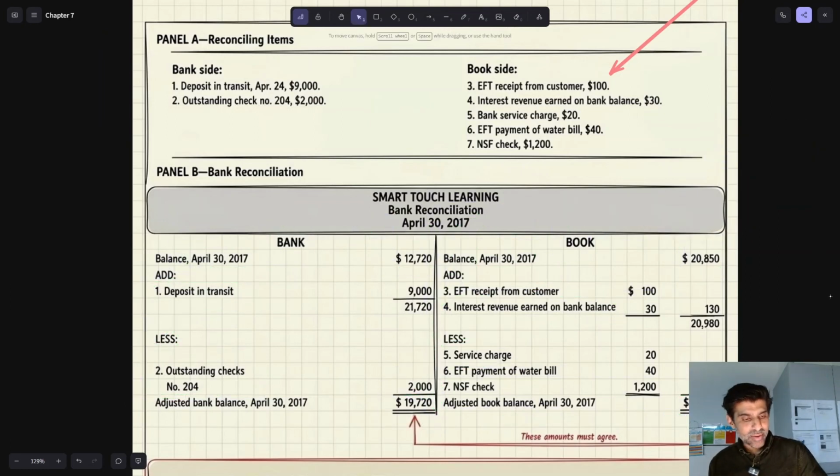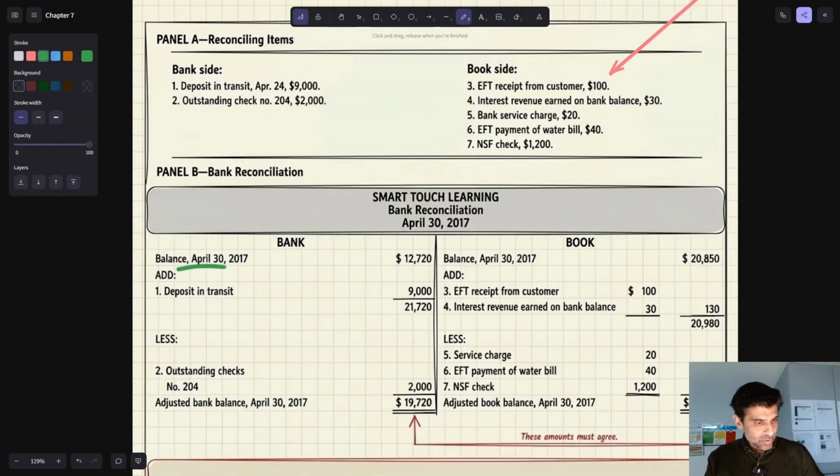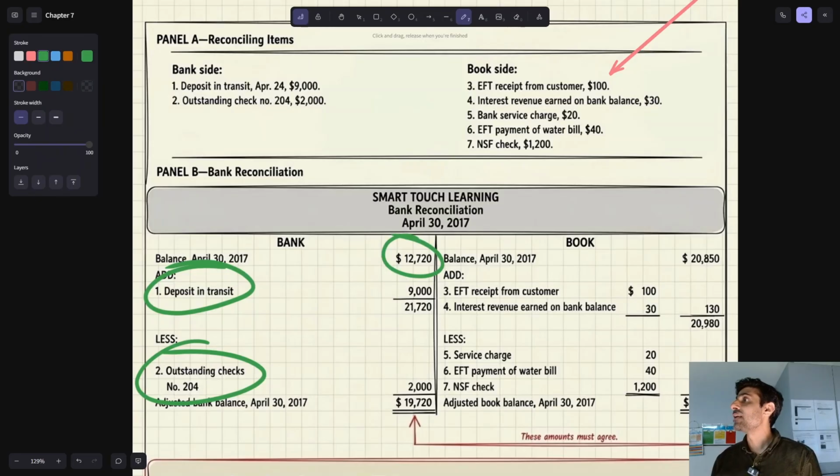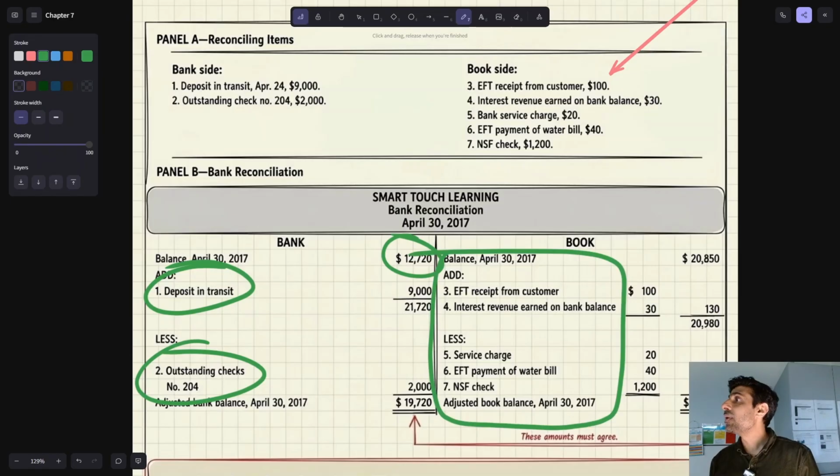Another key thing to keep in mind is that this deposit and these outstanding checks are already in your accounting system, right? So you don't need to do any journal entry for them because they're already there. You were just including them in the bank balance because they're not reflected in the bank balance. All this stuff on the book side of the reconciliation will need a journal entry, right? Because all this stuff exists. It's an economic reality of your business, but there's no journal entry yet. So everything on the book side will require you to actually change your accounting balance by doing journal entries.